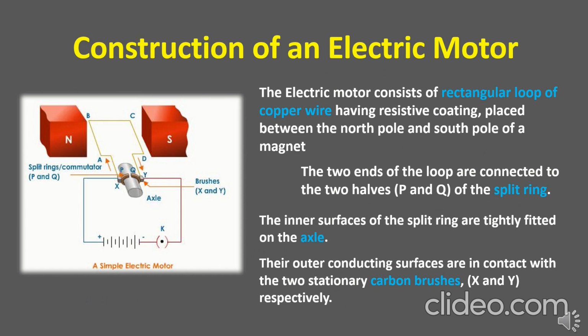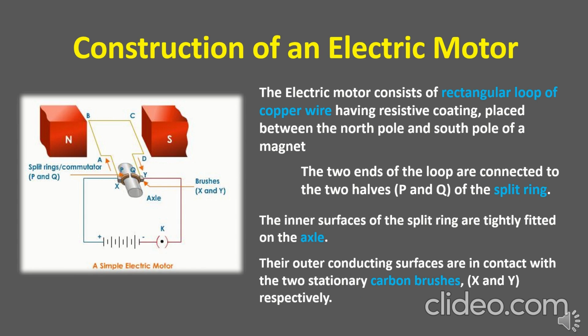Here we have the diagram of an electric motor. So let us learn the different parts of this motor. It consists of two poles of the magnet. Then we can see a rectangular loop ABCD. Then there are split rings, carbon brushes X and Y, and an axle. So let us learn about each part.